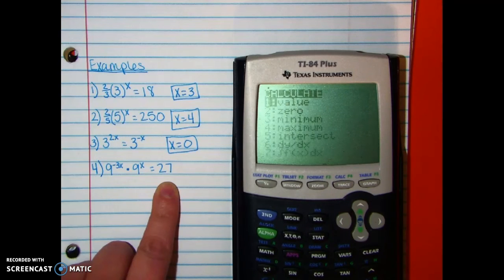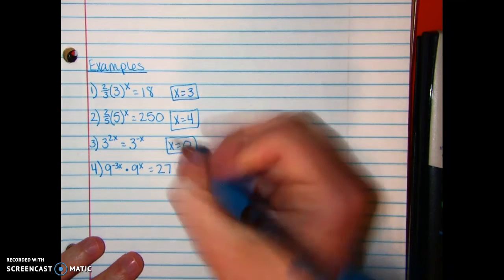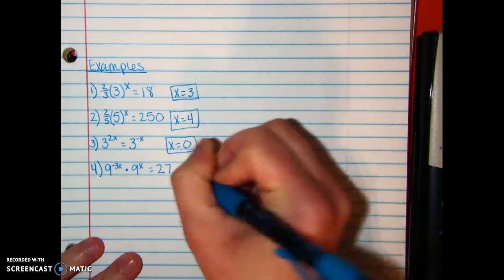Second, trace 5. Enter, enter, enter. This one is a decimal, but if you run into decimals, just write it to 2 decimal places. So this one will be negative 0.75. x equals negative 0.75.